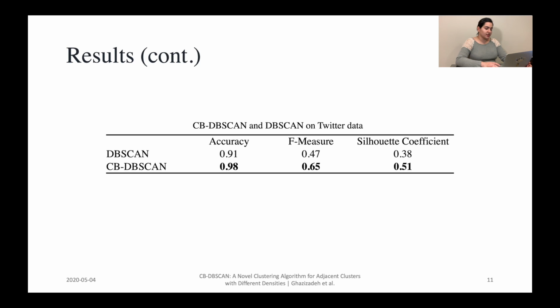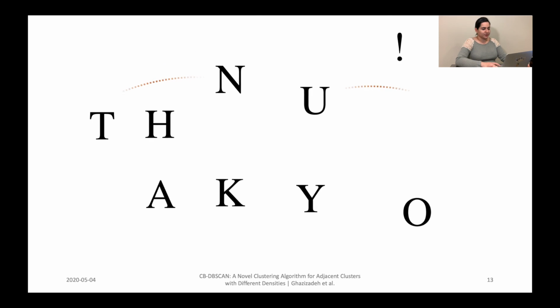Also, we took another step and used Twitter data as well that are talking about different topics. We used word embeddings to produce a vector for each tweet, and then we used CB-DBSCAN along with DBSCAN to separate different topics, and as you can see, CB-DBSCAN has a significant improvement over the baseline DBSCAN.